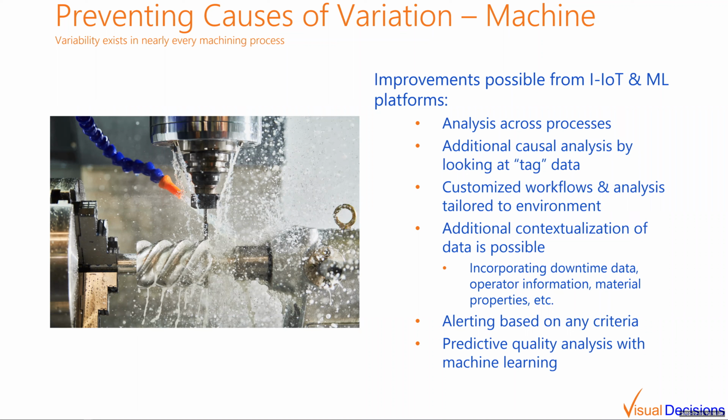They assist with analysis across different processes. You can get additional causal analysis by looking at the tag data coming from sensors or from PLCs. You can customize workflow and analysis that's tailored to the environment within the plant. You can get additional contextualization of the data by incorporating downtime data, operator information, material properties, cost information, environmental sensors, etc. You can do alerting based on pretty much any criteria, so that you can get assistance to the machine. You can see when it's heading out of specifications and so forth.